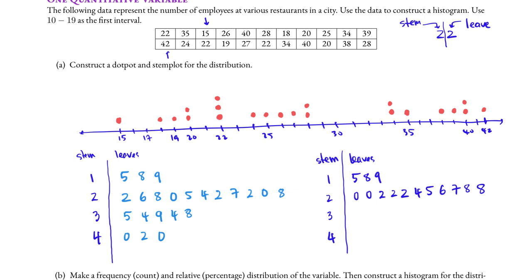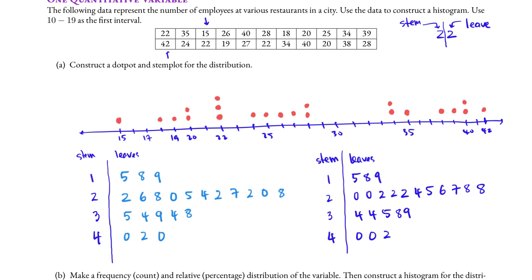For the stem 3, we have two 34s, so there should be two 4 leaves, and then 35, 38, 39. For the stem 4, we have 40 and then 42. This is what we call the stem plot. If any of these leaves are too long, we might have to split the stem into two. But if we split one stem into two, we have to split every other stem into two. So for example, if the leaves for the stem 2 are too long, we will need to split 1 into two as well.